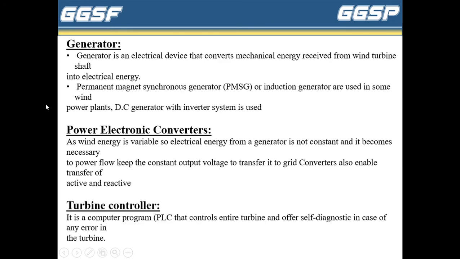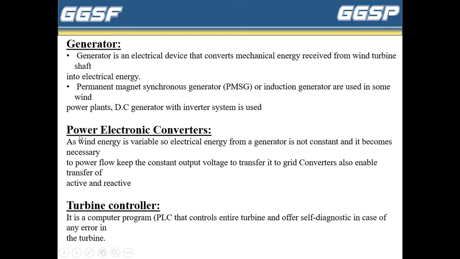Let us discuss the generator. A generator is an electrical device that converts mechanical energy into electrical energy. It receives the mechanical energy from the turbine shaft and converts it into electrical energy. Permanent magnet synchronous generators, that is PMSG, or induction generators are used in some wind power plants. A DC generator with an inverter system is also used.